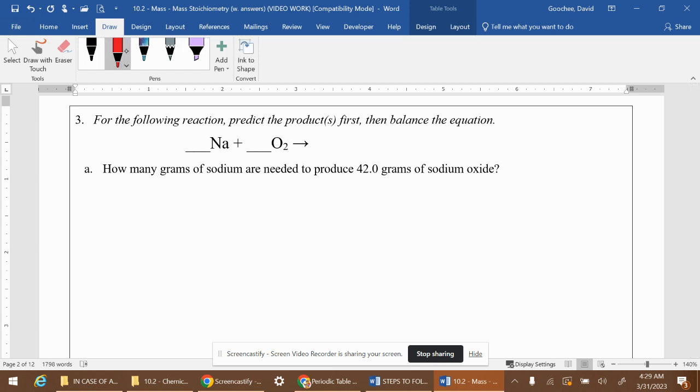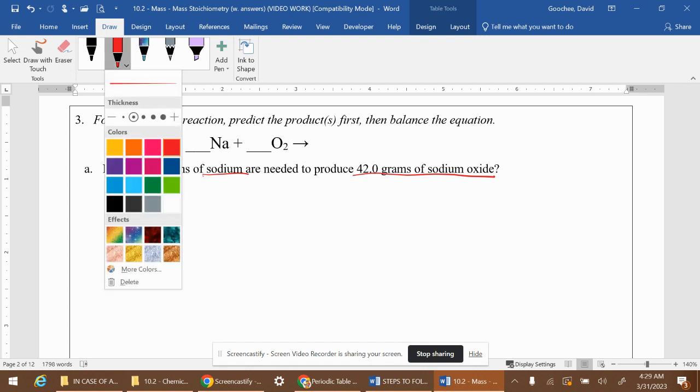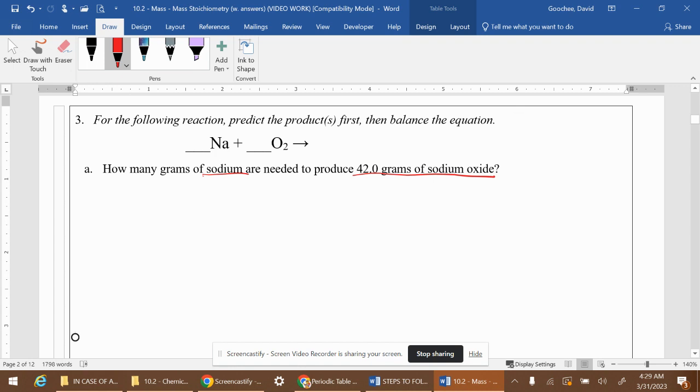So question 3A is how many grams of sodium are needed to produce 42.0 grams of sodium oxide? Now the first step is to predict the products. Now, I, being a cheeky jerk, have not given you the product, all right? This is a throwback to chapter 7, ionic compounds. What do you make when you combine sodium and oxygen?